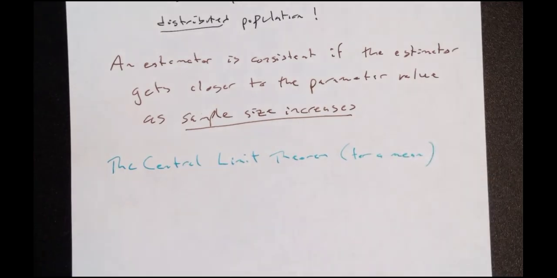A really amazing result. I am absolutely stunned. X bar is a minimum variance, unbiased, consistent estimator for the average, for the average parameter in a population.